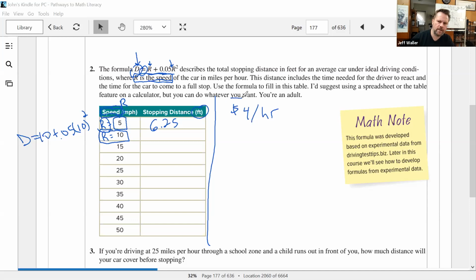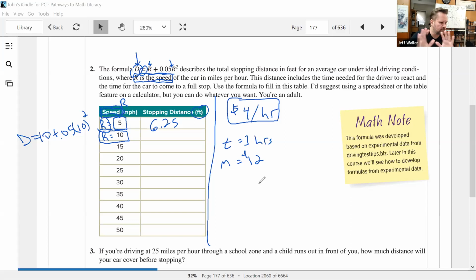If I'm making $4 an hour, and I work for 3 hours, how much money will I make? $12. Are you with me? Does that make sense? $4 an hour, I work for 3 hours, I would make $12. How's everybody doing out there?